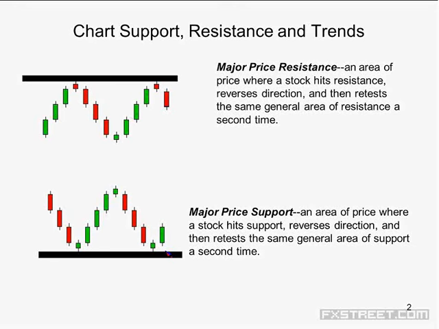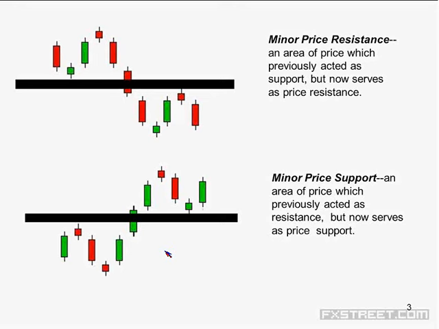Right, so there we are. That's the basics of major support and resistance. Let's go look now at minor support and resistance. Right, well, let's kick off then with resistance first of all. Up at the top, again, we've got this very, very strong black line. The price has tested this area, and it's bounced up.